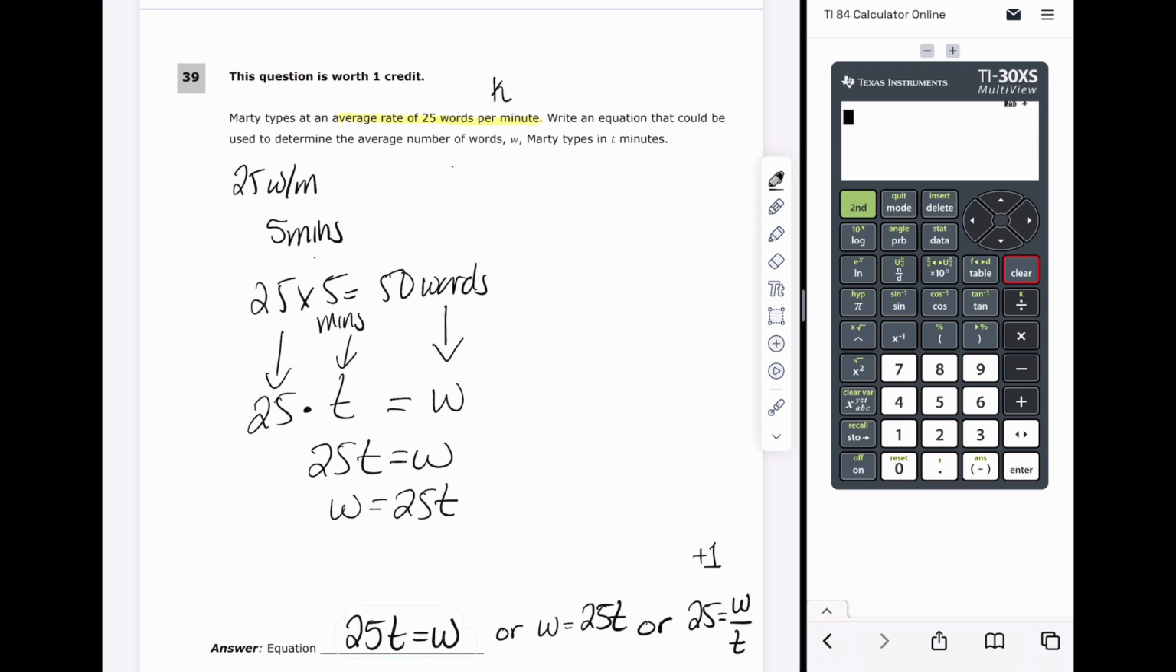The other thing you could have done, and some kids may have done this, is say that 25t is equal to w. They could have just divided, which is another equivalent expression, and gotten 25 is equal to w over t. 25 is equal to the words over time. All right, so again, give yourself a point if you had any of these 3 equations on the bottom, and 0 if you didn't, and correct your work so you understand how to do this.